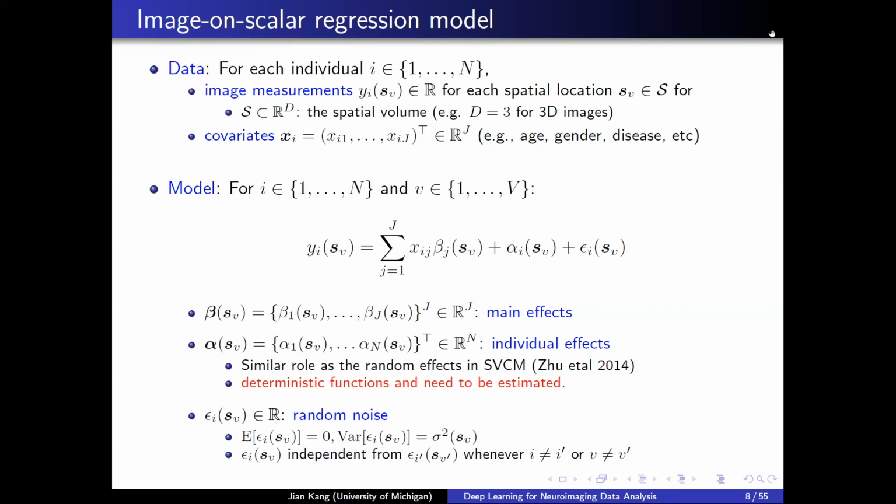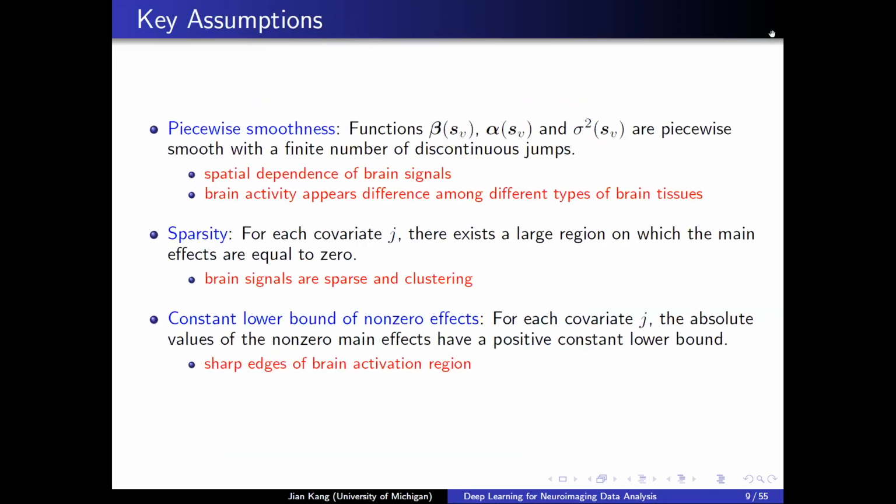We also allow the random noise term, which under the regular assumption has mean zero, and the variance of the random noise is spatially dependent. So at different locations you expect the random noise may be different. That's another challenge, an assumption that makes model inference a little more difficult because you don't have constant variance over space. The key assumption in this model is that we assume the beta, the parameter of interest, beta(v), and the alpha, where I stack all the individuals.